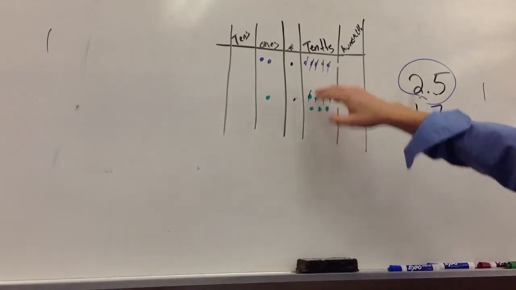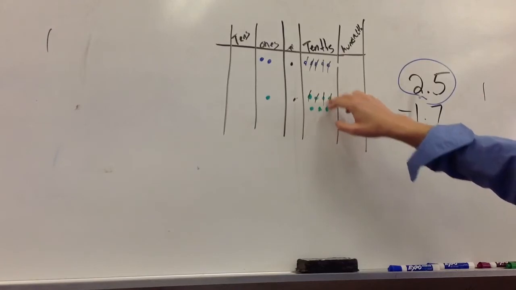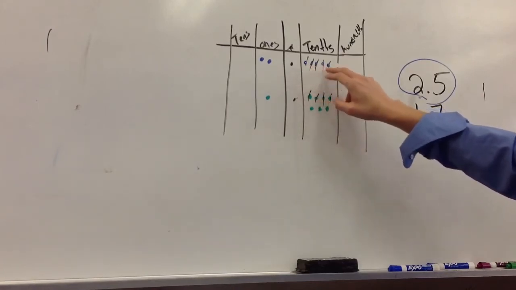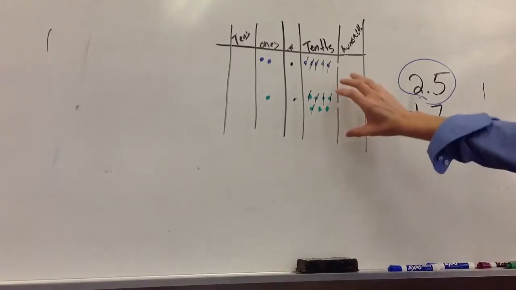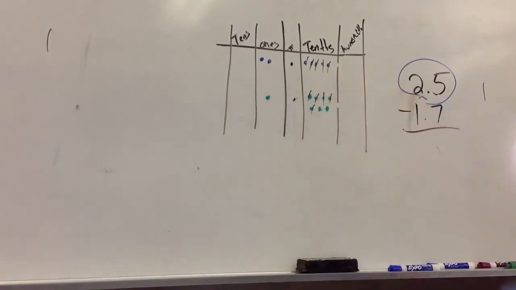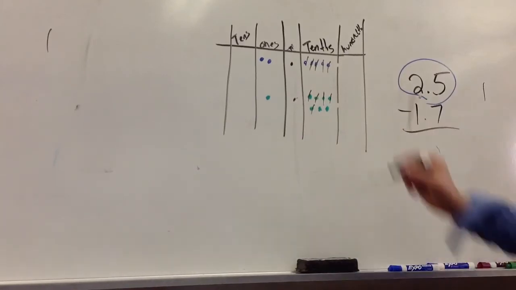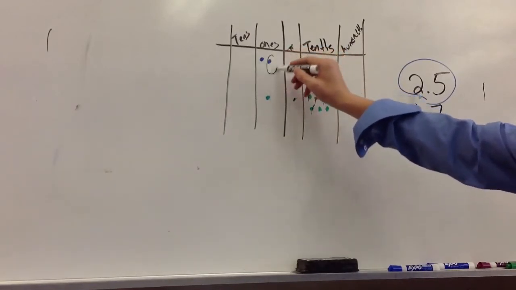As you can see, I've taken 1, 2, 3, 4, 1, 2, 3, 4, 5. So I've taken 5 away. And I have 2 more I need to take away from the tenths place, but I have no numbers left in the tenths place. So what we have to do is borrow, just like we would in any other problem. We're going to borrow from the ones place.